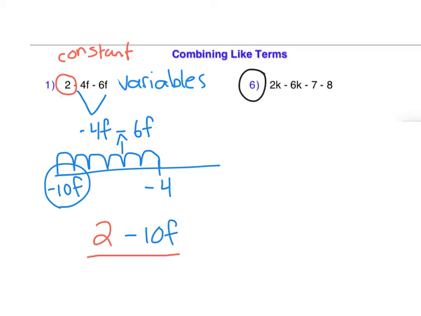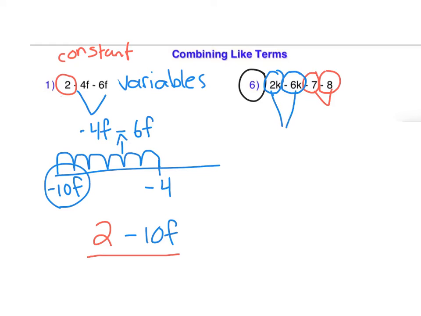Let's look inside and find the constants. If I'm looking for the constants, I see I have a negative 7. I have a negative 8. For the variables, I have a 2k minus 6k. Okay, let's try doing the variables first. There's not a reason why I do the variables first. You could do the constants first also.